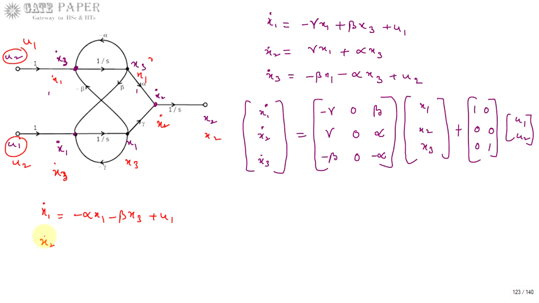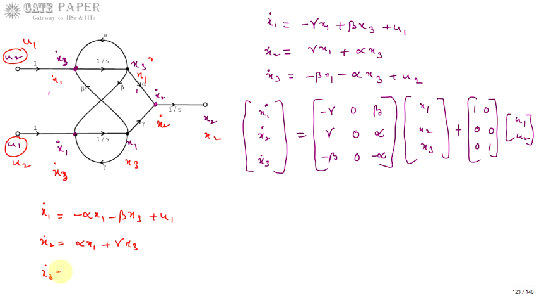Next x2 dot is equal to, x2 dot is this one, x2 dot is equal to plus alpha x1. Okay, this is positive, so alpha x1, and this is plus gamma x3. Okay, and there is no u term because it has only two incoming arrows.